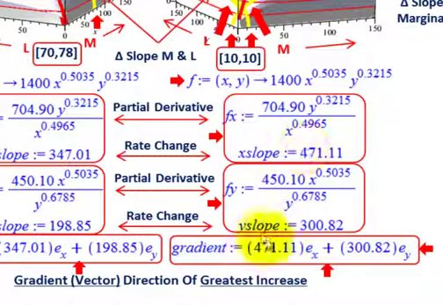Gradient vector: the x slope becomes the first part of our vector, 471.11, and then the y slope for our labor becomes the next component, 300.82. The thing is, this gradient vector is the direction of our greatest increase, and that's what we have to deal with when we look at the directional derivative. We want both our directional derivatives and our gradients going in the same direction to understand where we're going to get our greatest increases. Okay, so we'll move on.